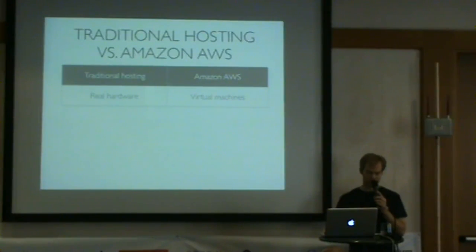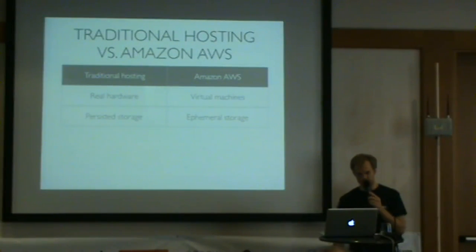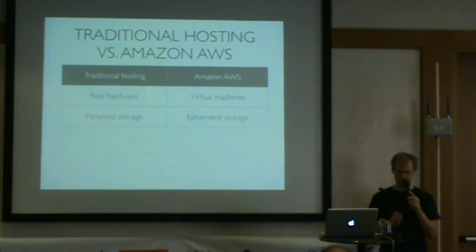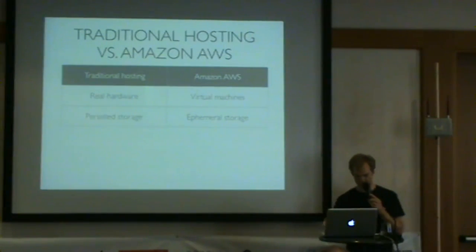And there's a lot of pros and cons to virtual machines, which we can get into. The other thing is with traditional hosting, just by default, you get persistent storage. It's kind of expected that you're going to get a hard drive and you can store your data on there, and that data is not going to go away. Whereas with Amazon, they have this thing called ephemeral storage, which means that the server could go down and your data could be gone, just like that. And we'll talk about what some of the solutions are for that.